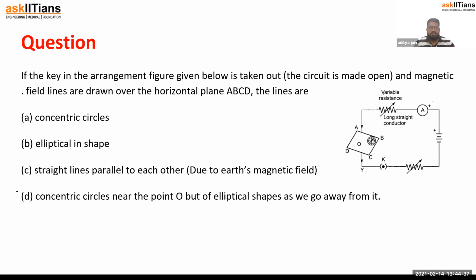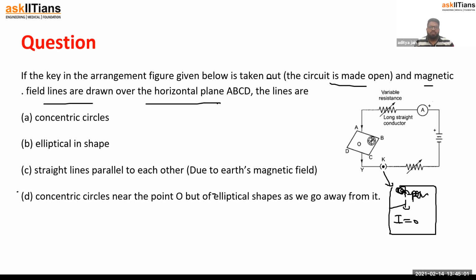If the key in the arrangement figure given below is taken out, what he's doing is taking the key out. So if you take the key out, the circuit will be open, and you know in an open circuit, current is zero. There is no current flowing in an open circuit. Yes or no? So the current is not flowing in this arrangement. The key is taken out, that is the circuit is made open, and magnetic field lines are drawn over the horizontal plane ABCD.